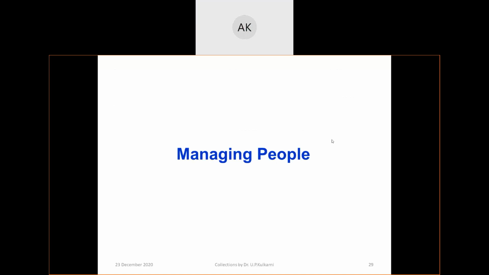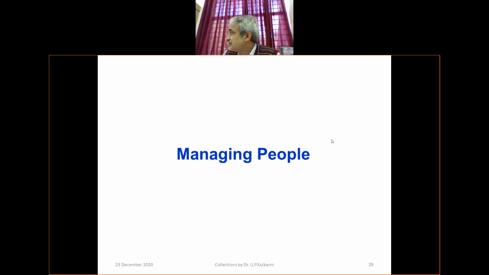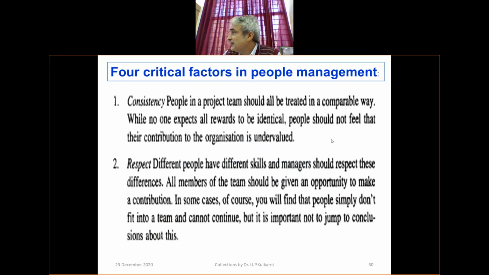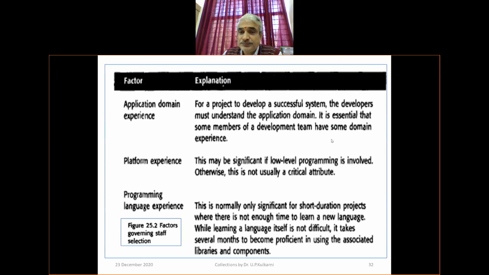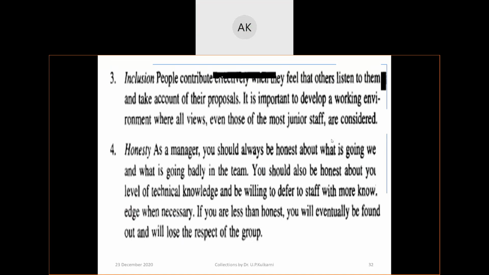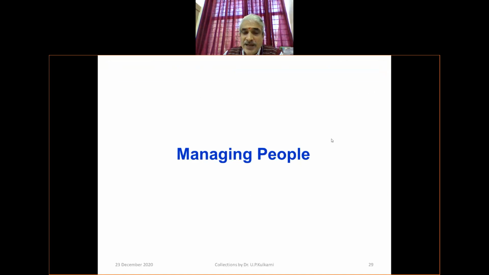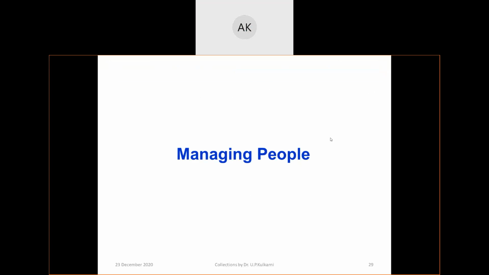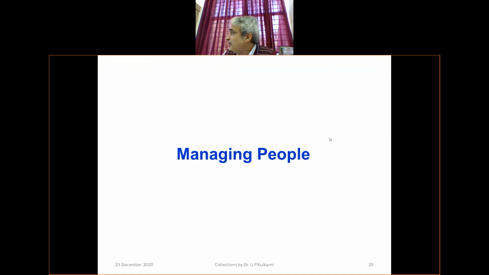Now the other part is the people capability maturity model. Now the next question: discuss the various factors governing staff selection. How do you vote? What are the different natures of people?